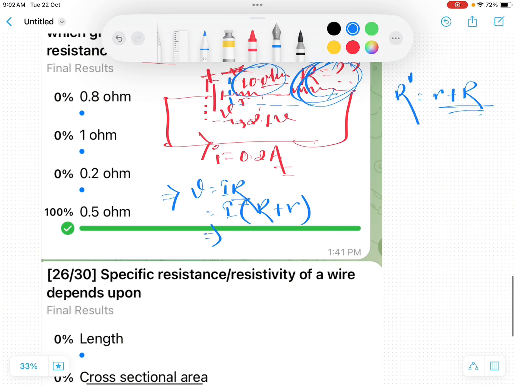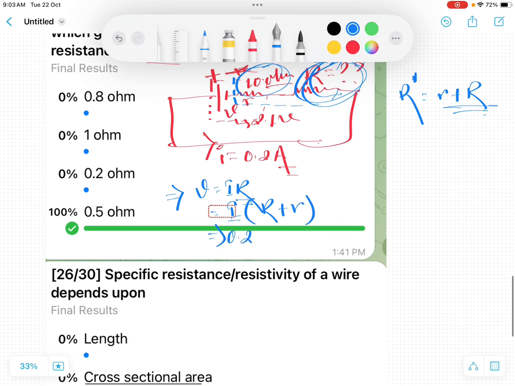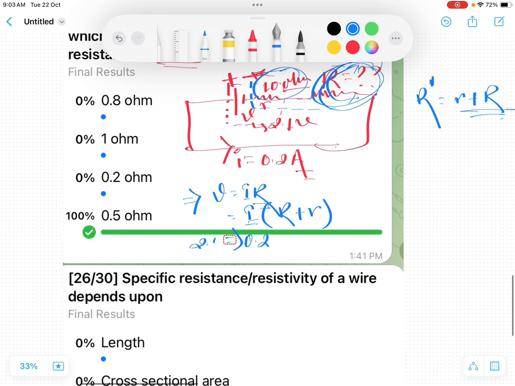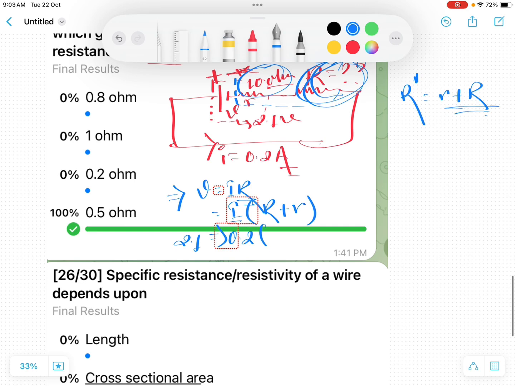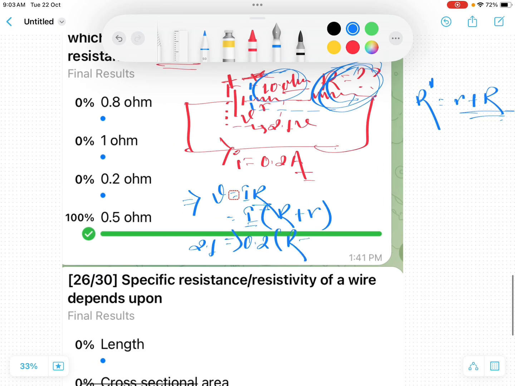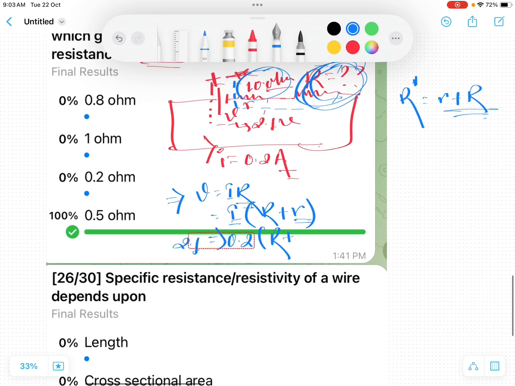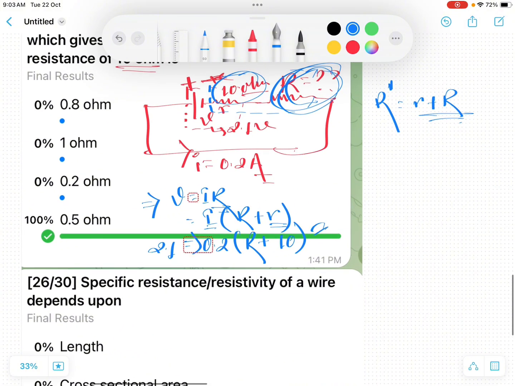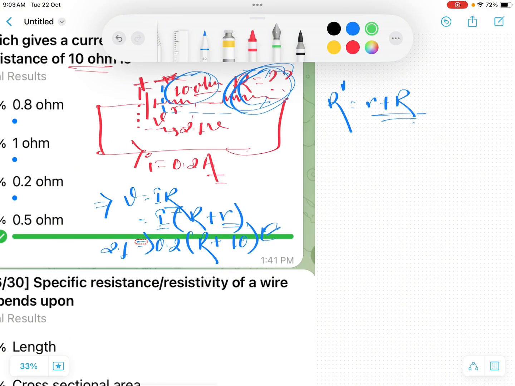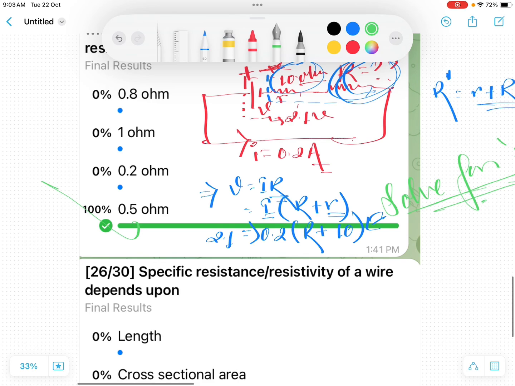Now, the current I is given, the voltage is given as 2.1 volt, and the external resistance is what we are about to find, while the internal resistance is given as 10. We solve for R, and we get the value 0.5 ohm.